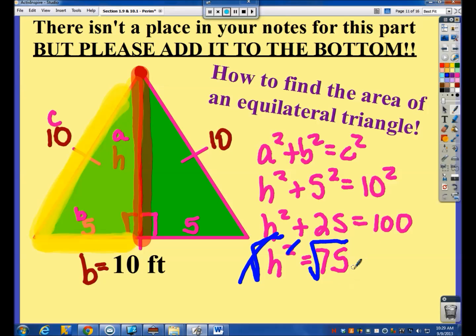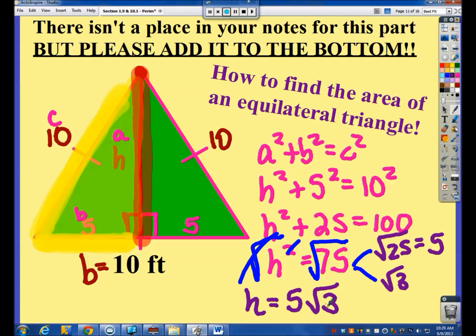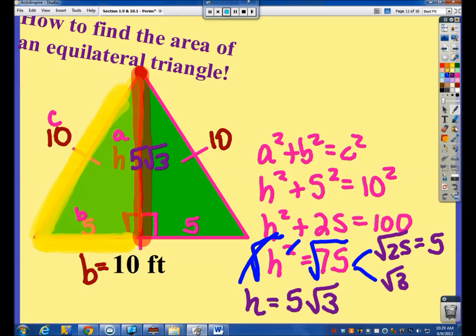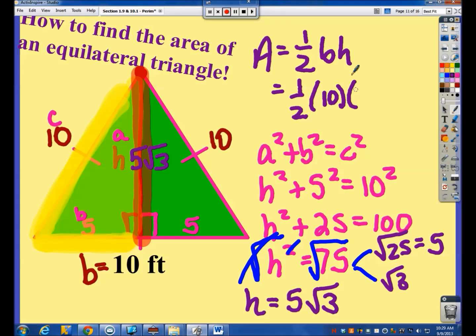And now to simplify the square root of 75, I could do 25 and 3. The square root of 25 is 5. So the height simplified would be 5 root 3. So now I can write that value in. There's 5 root 3. So now if I wanted to find the area of that triangle, area is 1/2 base times height. Well, now I've got 1/2. The base was 10, and the height I just figured out was 5 root 3.